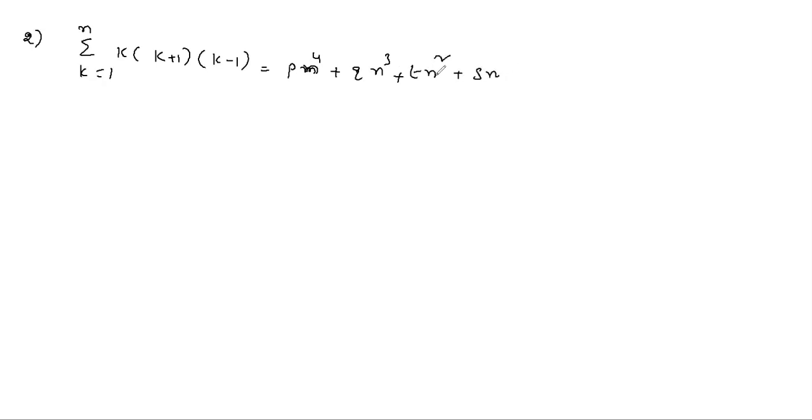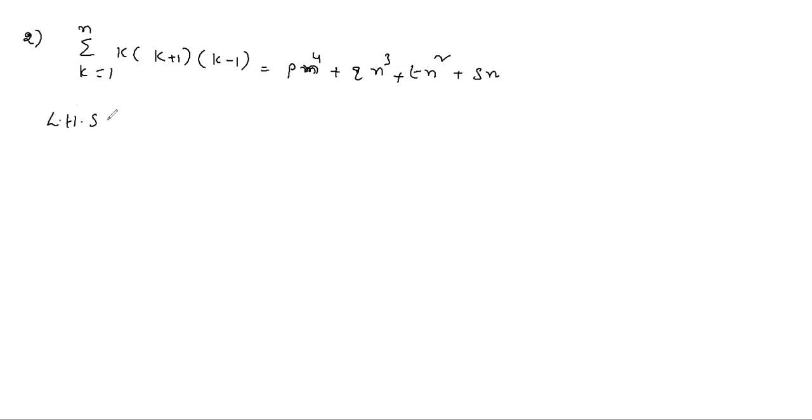Next, second problem. Sigma k equals 1 to n, k into (k plus 1) into (k minus 1) is equal to, they have given, P n to the power 4, Q n cube plus P n square plus S n. We have to find the value of S, the coefficient of S.